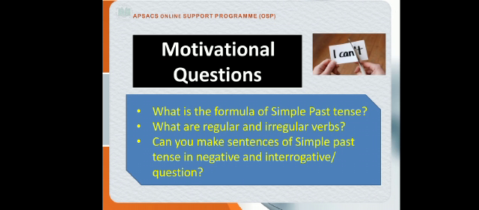Motivational questions. What is the formula or rules of simple past tense? As you know very well and you have done in previous classes and previous lessons. Now recall the regular and irregular verbs. Can you make sentences of simple past tense in negative and interrogative or questions?